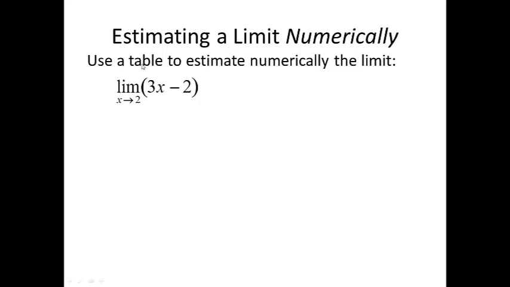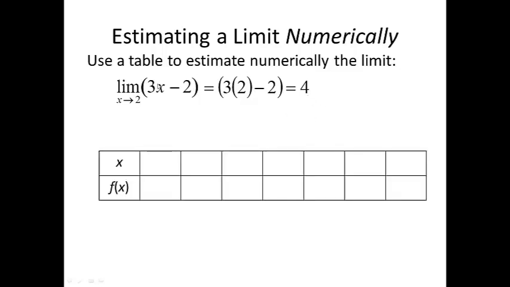Estimating a limit numerically. Okay, so we would normally just take this and do a direct substitution as x approaches 2. So we let x equal 2. 2 times 3 is 6, minus 2 is 4. That would be my limit. But in case you plug it in and you get something weird like 0 over 0, that's called the indeterminate form.